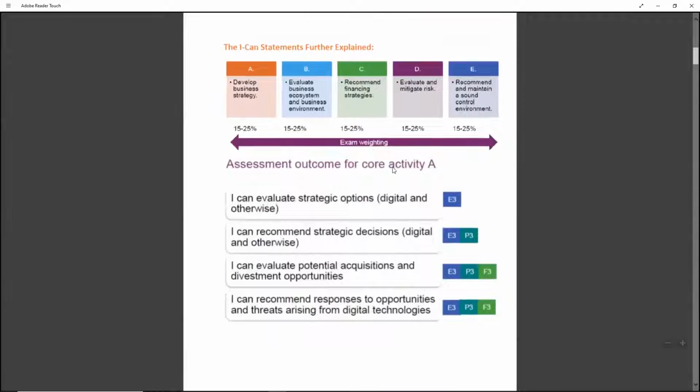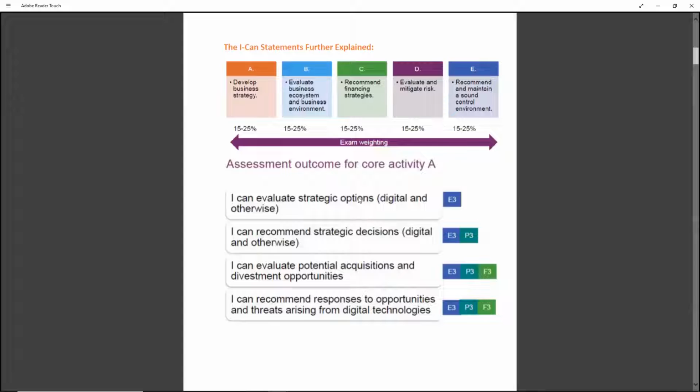So your job as a senior finance manager is to develop business strategy. Now this core area or this core activity is broken down into separate I CAN statements. So this develop business strategy is known as the blueprint area. This blueprint area is broken down into sub I CAN statements. The first one being, I can evaluate strategic options. You have already done your E3 studies with me. So in your E3 studies, strategic options have already been discussed.